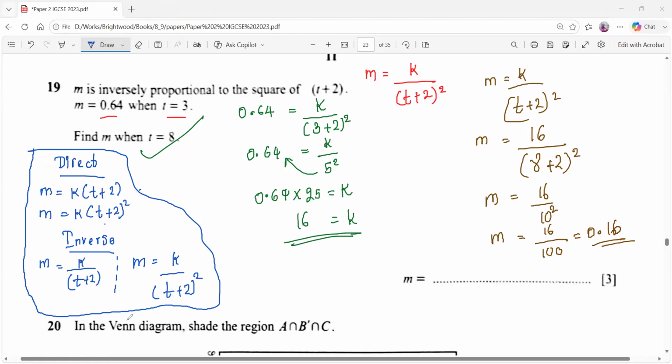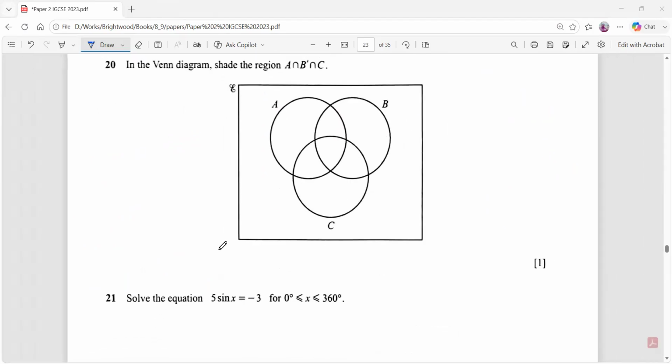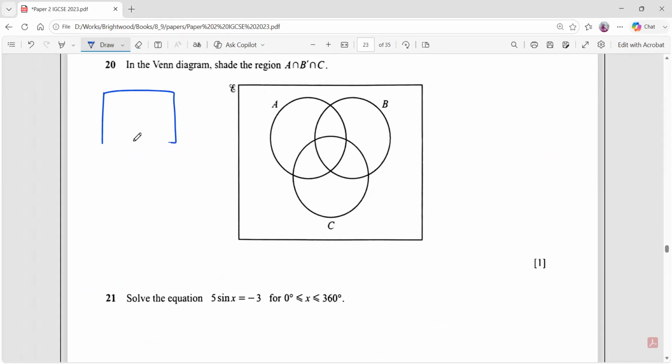The next thing is very important: sets. You have to know what the intersect is. The Venn diagram. I will do more and more questions here using the Venn diagram. What is the intersect? You have to remember first the intersect. Intersect is a common area.